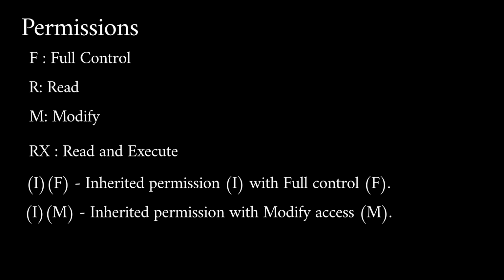RX permission means read and execute permission. This enables viewing the contents and executing files within the folder. IF permission is inherited permission with full control. This indicates that the permission is inherited from a parent folder and grants full control over the folder and its contents. In this way we can check current permissions of a folder in Windows operating system.